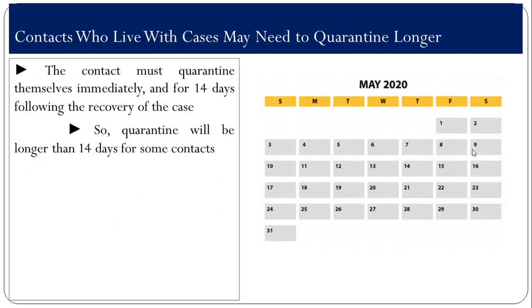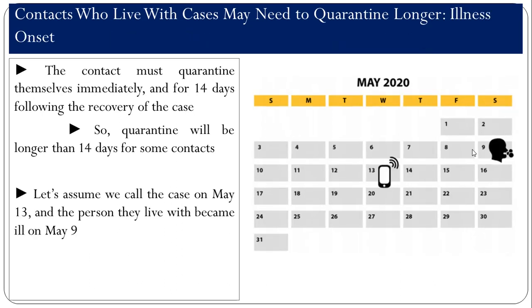So, we already mentioned that if a contact lives with a case, then figuring out their quarantine period could be a bit more difficult, because their quarantine period is going to be longer. So, the contacts should quarantine themselves immediately, and then also for 14 days following recovery of the case, because that would be the last time they had contact with an infectious case. So, for some contacts, quarantine is going to be longer than 14 days. Let us just see what it would look like on the calendar.